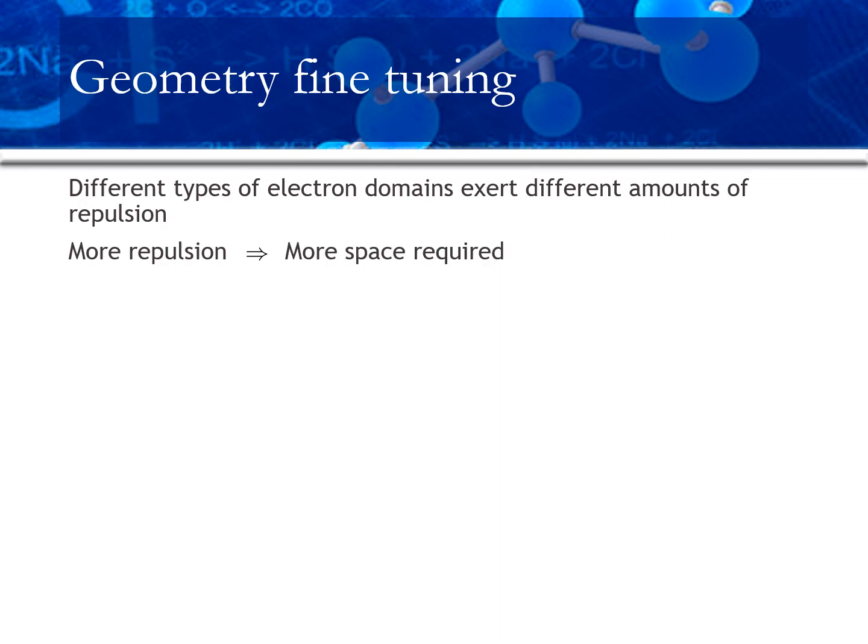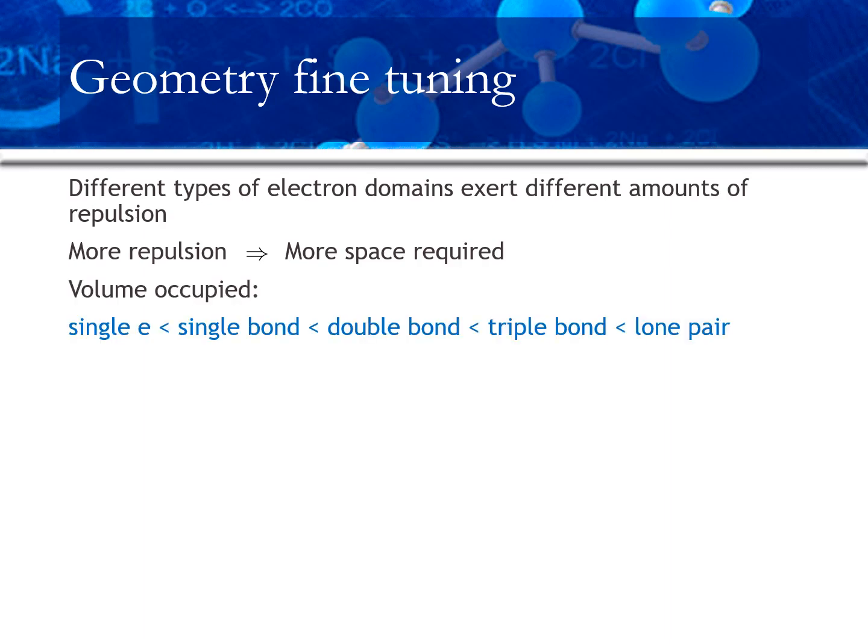When I'm talking about different types of electron domain, what I mean is you could have a single electron, in the rare case of having an odd number of valence electrons, or a single bond, or a double bond, or a triple bond, and lastly a lone pair. Lone pairs occupy the most space because they're not focused towards another atom. They're in very diffuse orbitals that push sideways quite a bit.